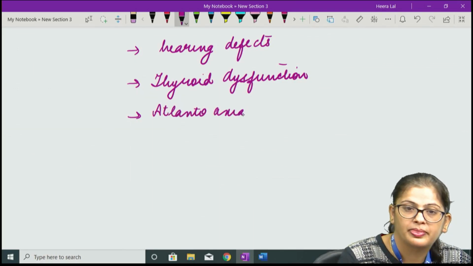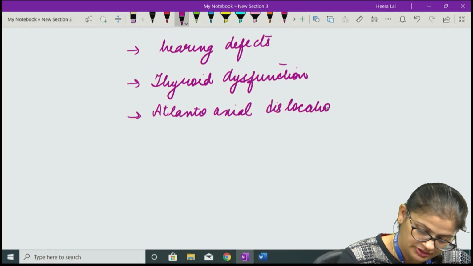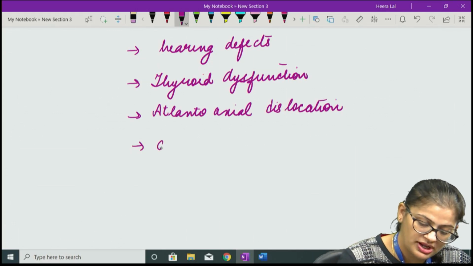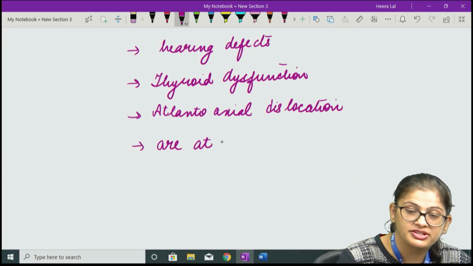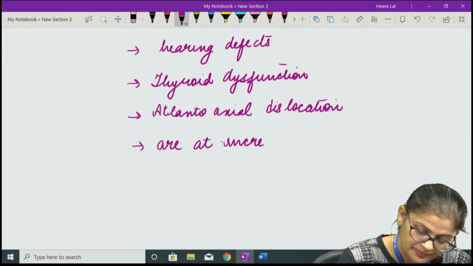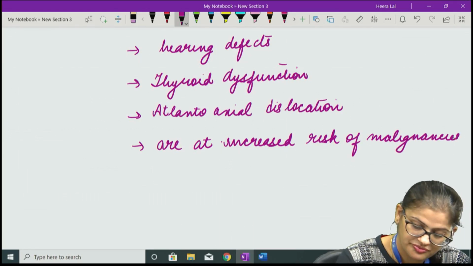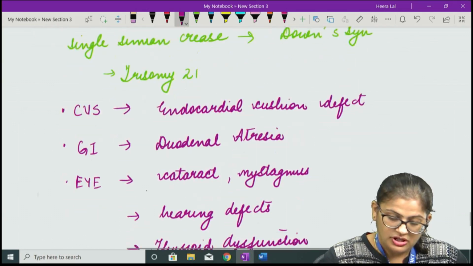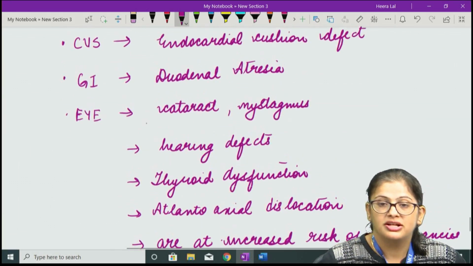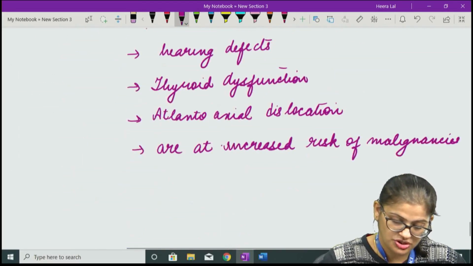So these children need to be monitored regularly, and they are also at risk of various malignancies, especially myeloid malignancies. So these are some of the associated malformations or defects that can be associated with Down syndrome.